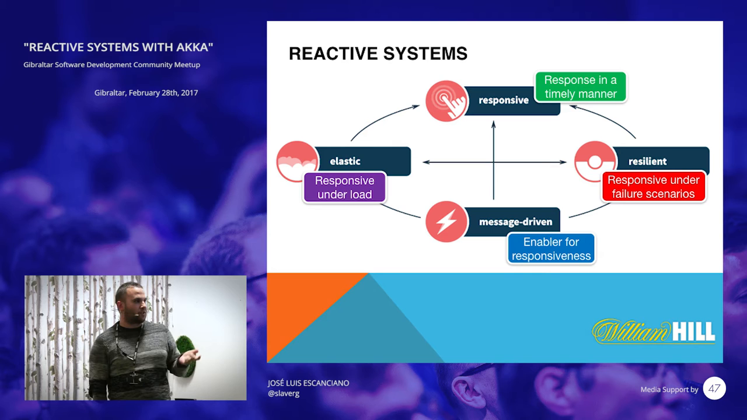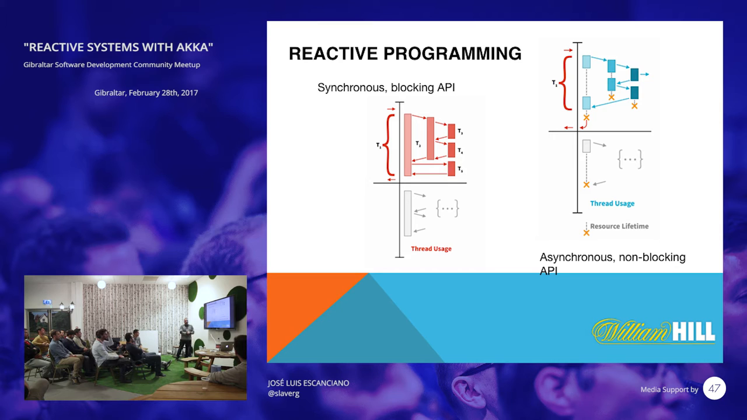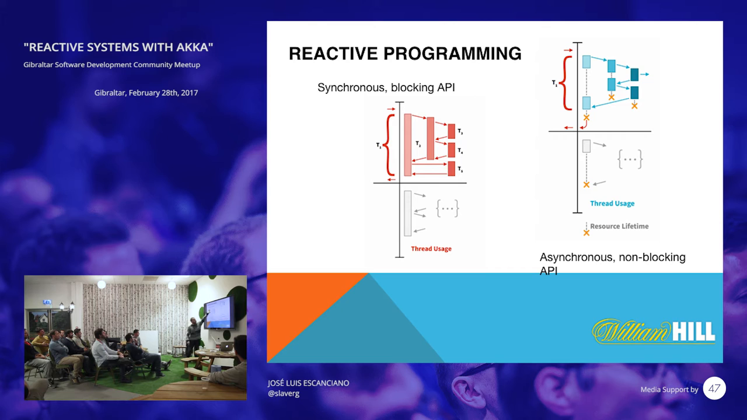And we are going to see now, in the next slide, that this also applies to reactive programming, in the way that traditionally we were using synchronous blocking APIs where we were misusing our resources. For example, in this example you have one thread that is doing a blocking call to another thread. When that thread finishes, it comes back to the first one. But in that time, the first one is still in use. It's like an active wait. That doesn't happen if we go into a non-blocking asynchronous API where we free our thread until we get a response back.